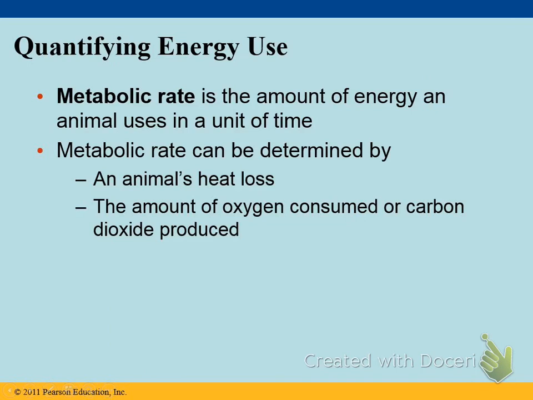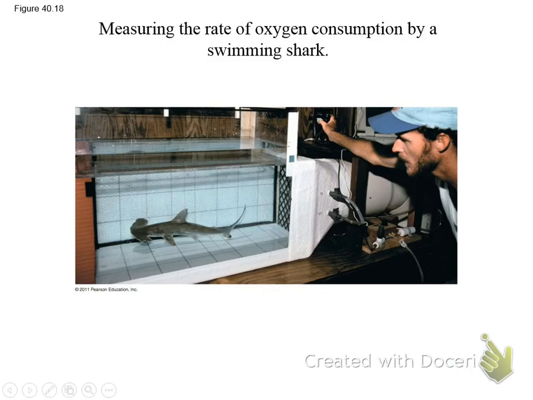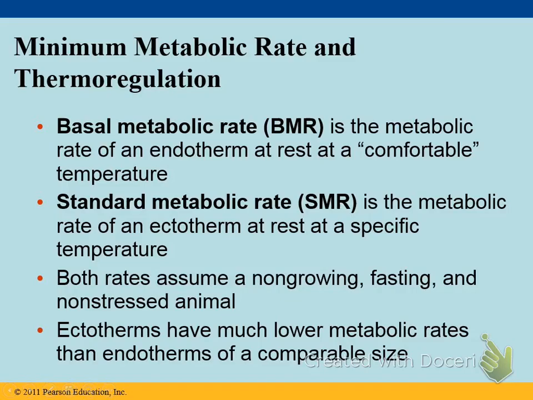Metabolic rate is the amount of energy an animal uses in a unit of time. Metabolic rate can be determined by an animal's heat loss and the amount of oxygen consumed or carbon dioxide produced. And this is just them showing how they're measuring that in a shark, which is pretty cool. Minimum metabolic rate and thermal regulation. Basal metabolic rate, or BMR, is the metabolic rate of an endotherm at rest at a comfortable temperature. Standard metabolic rate, or SMR, is the metabolic rate of an ectotherm at rest at a specific temperature. Both rates assume a non-growing, fasting, and non-stressed animal. So pretty much the animal can't be doing anything.